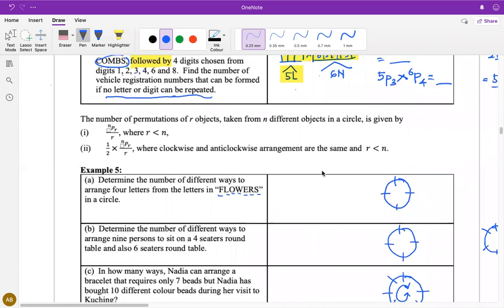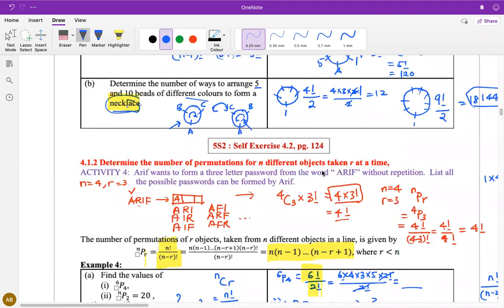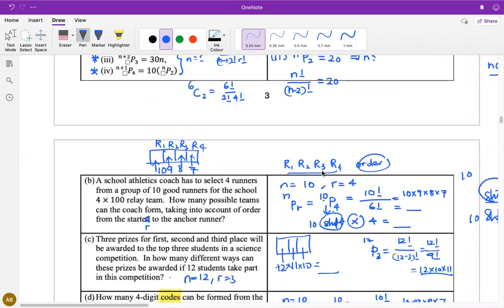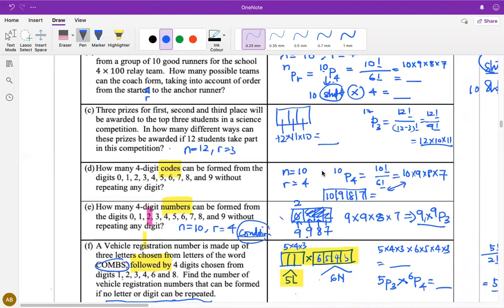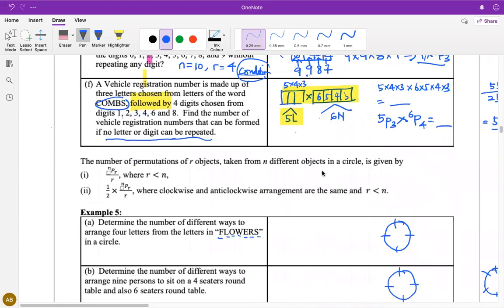So we stop at 4.1.2, permutation for n different objects taken R at a time. All right, so we are looking at a permutation in a line. Now we are looking at permutation of R objects taken from n different objects in a circle, given by this formula.